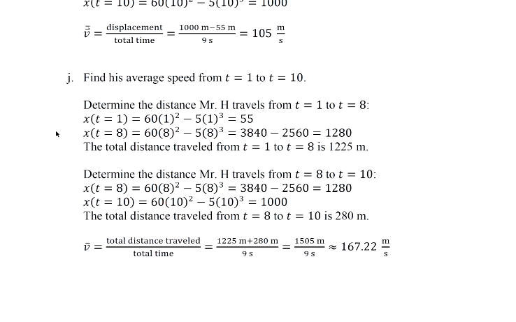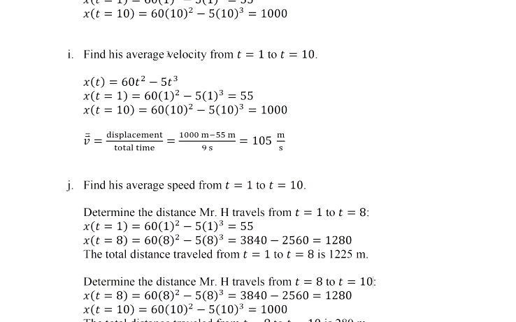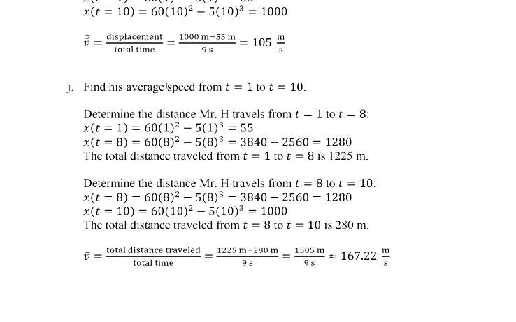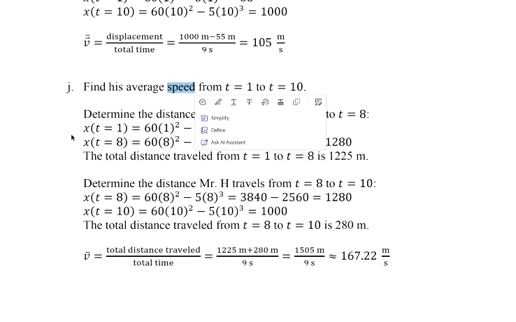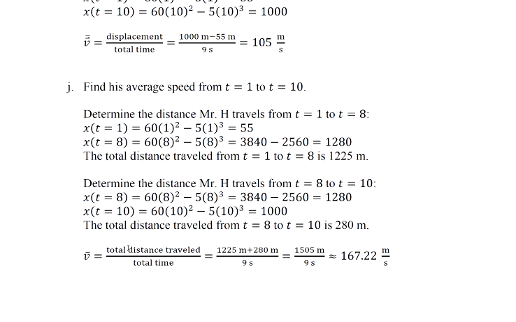Part I is about velocity. We care about displacement. Part J is about speed. We care about distance. So that's the difference between part I and J. Total distance traveled, we have to use 1225 plus 280.